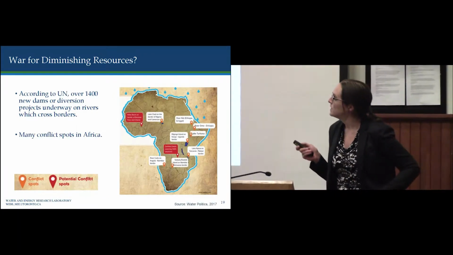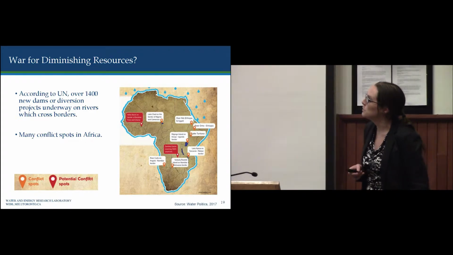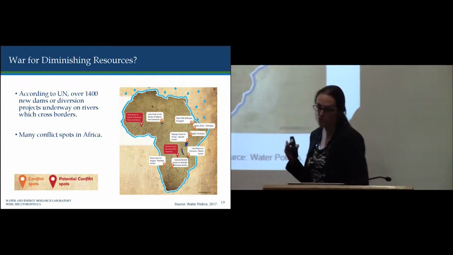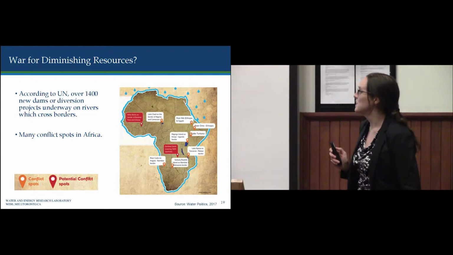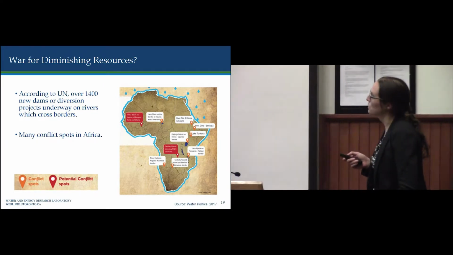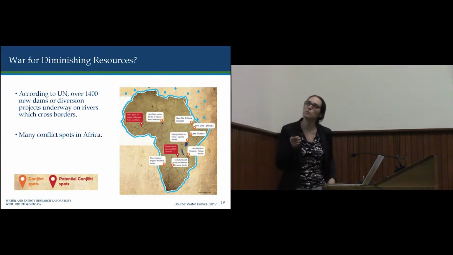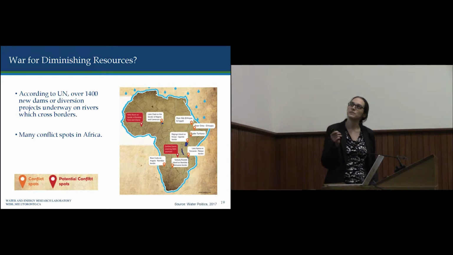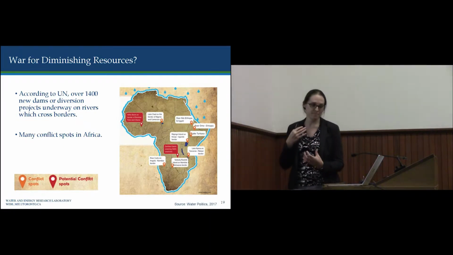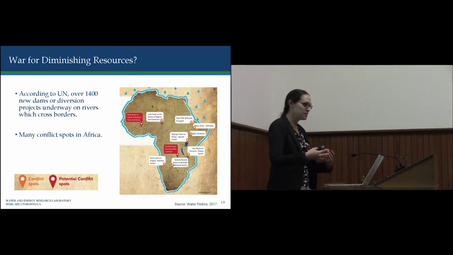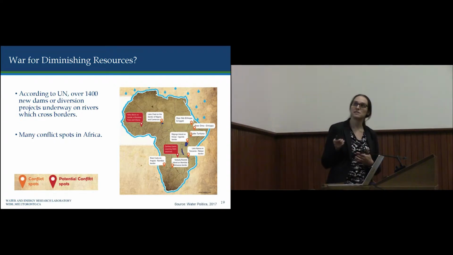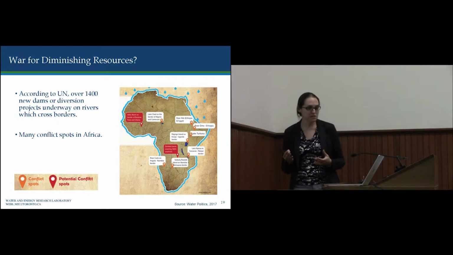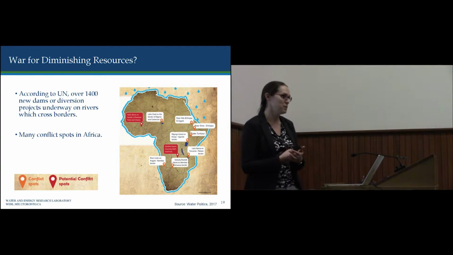According to the UN, there are about 1,400 new dams or diversion projects currently underway on rivers which cross borders. And this is a big source of conflict. There are many places in Africa where these conflicts are coming up against each other. I'll talk a little more later about the Nile River. The Nile River has been a source of conflict for some time. But the fact that countries are diverting water can be a big source of friction. And the problem with many of these projects is that they were undertaken without any consultation going back and forth between the affected parties.